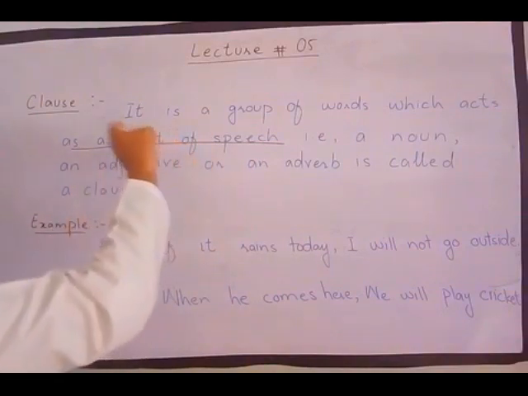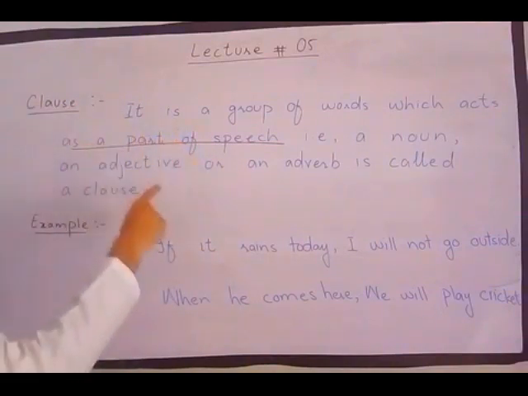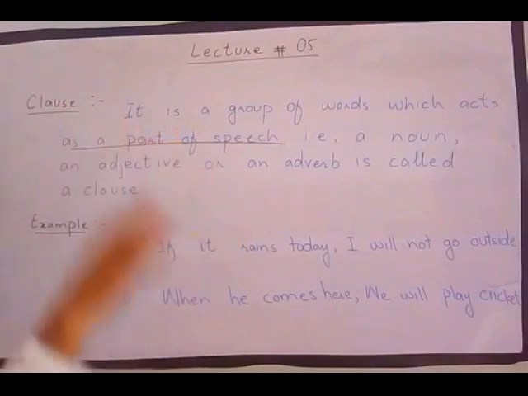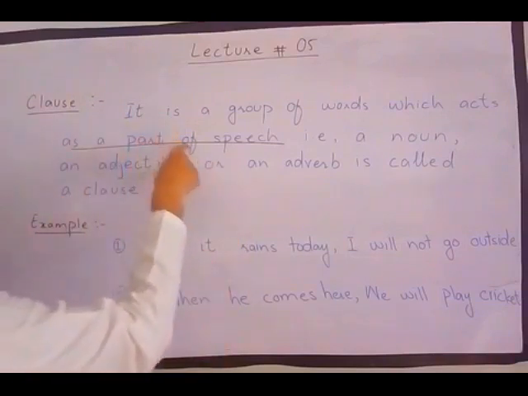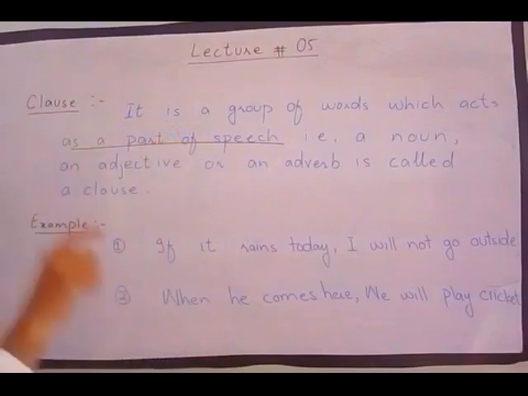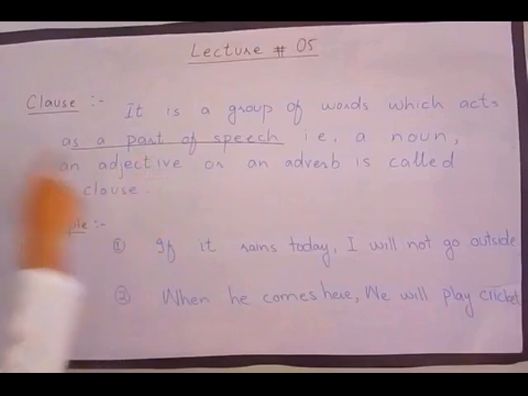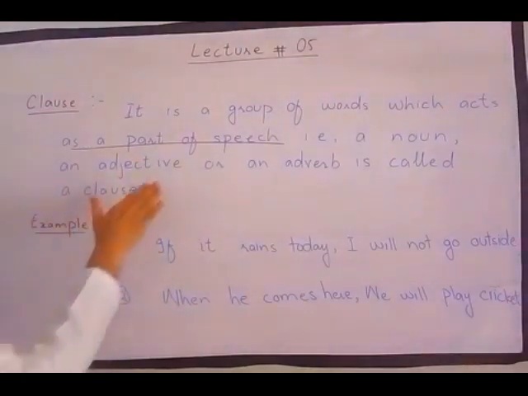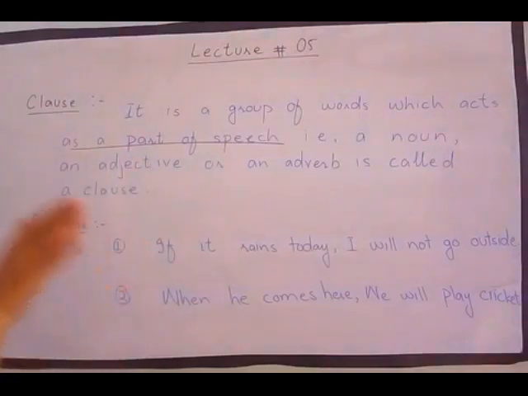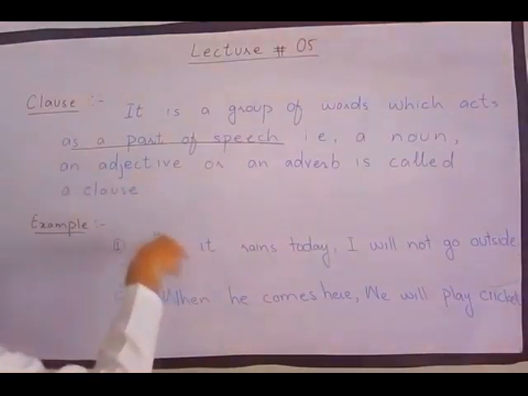So what is the difference between clauses and phrases? The difference is that phrases do not have a subject or verb, but a clause always has a subject and verb, but does not convey the complete meaning. It does not give you the complete sense. So this is the difference between phrases and clauses: a phrase does not have a subject and verb, but a clause has a subject and a verb.